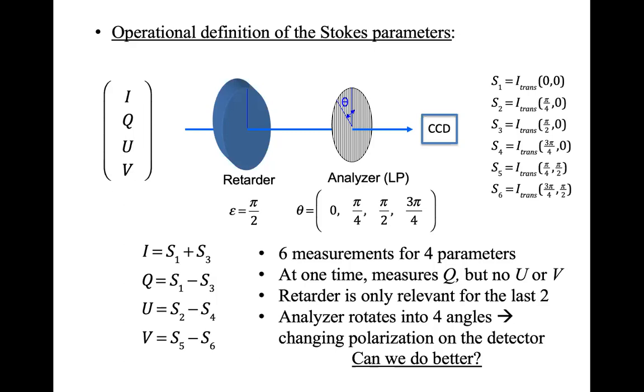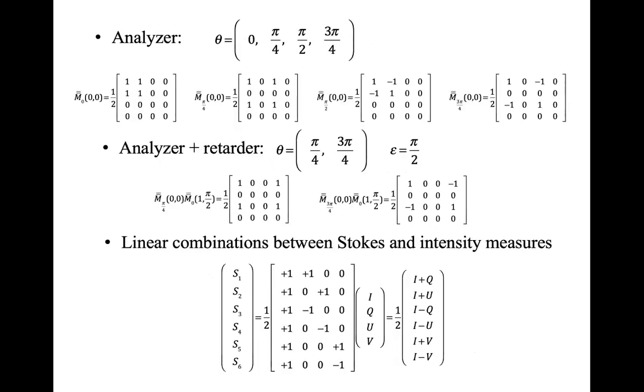The retarder is only used in the last two measurements. The first, S1, S2, S3, S4, don't use it. Then S5 and S6, there is a zero here, use the retarder. And there are other practical things, like you have to rotate things, but that's really not that important. I mean, that's one way of measuring the Stokes parameters, but can we do better?